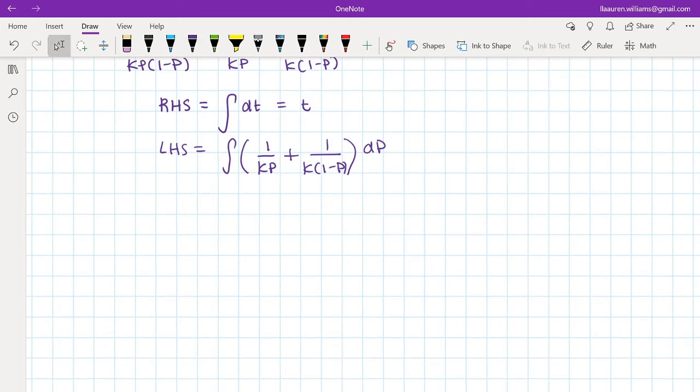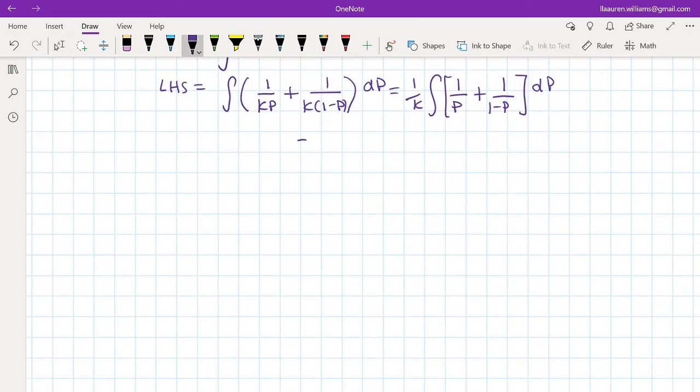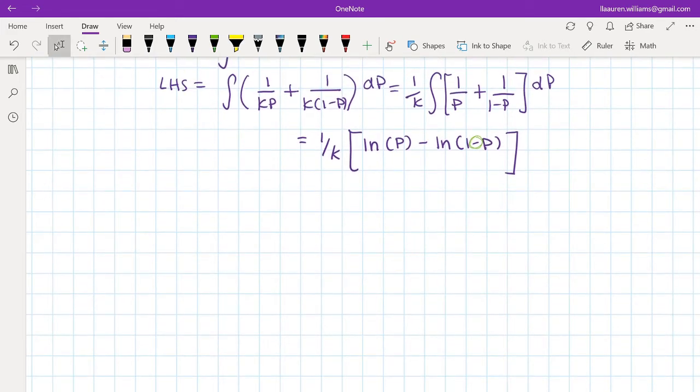Now in this case, we can bring the 1 over k in front because it's in both terms, and we're left with this. Now doing the integral of this, we get 1 over k multiplied by the ln of P minus the ln of 1 − P. This is minus here because of the minus inside, right here. And then using our log rules, we can simplify this to 1 over k ln of P over 1 − P.